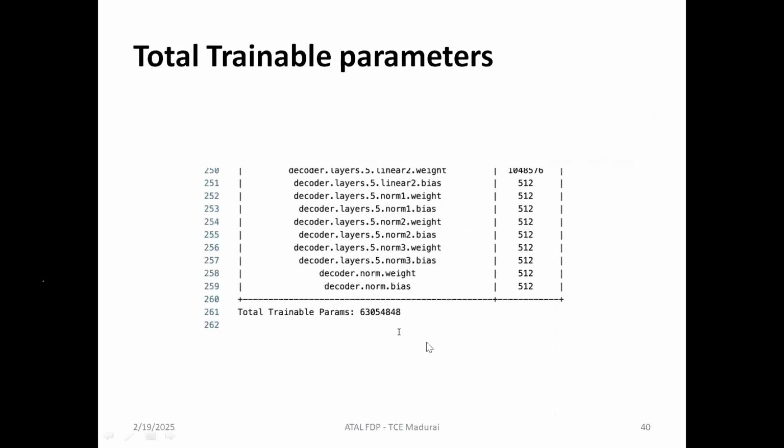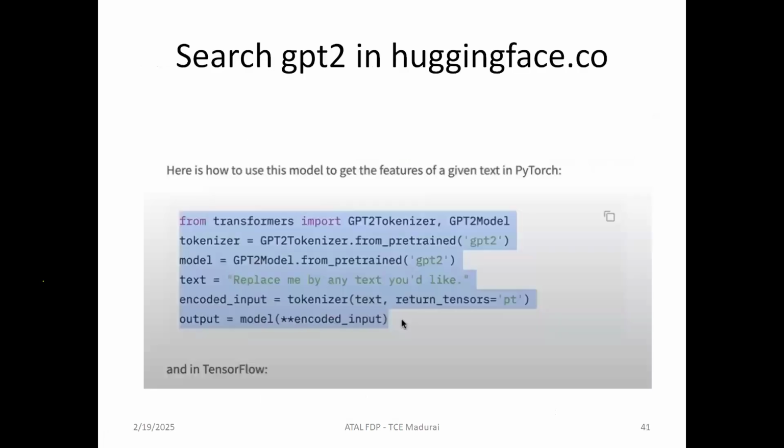Here you can see the total trainable parameters is given here, including both the encoder as well as the decoder phase. And now we are going to search GPT-2 in Hugging Face. So you can make use of this code. I plan to give some hands-on, but in this FDP, we don't have any hands-on. So that's why I have taken this snapshot from Hugging Face and am sharing it with you.